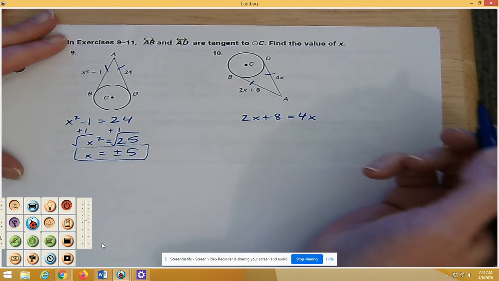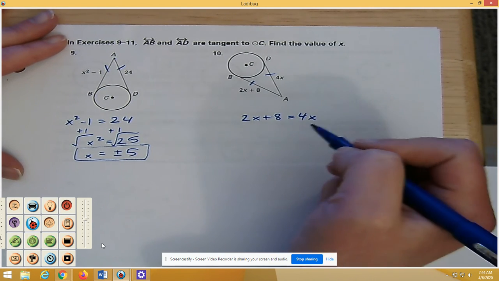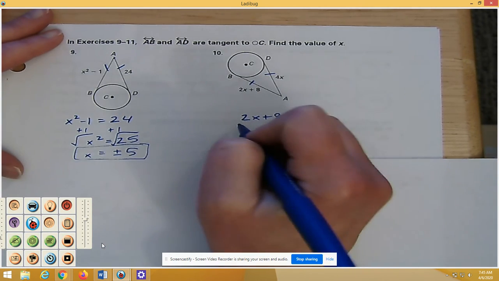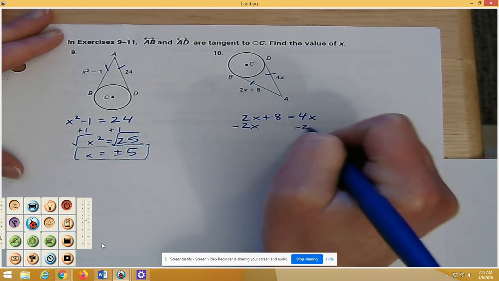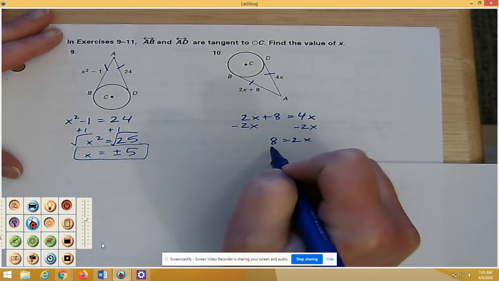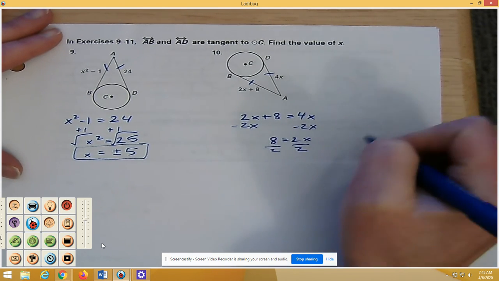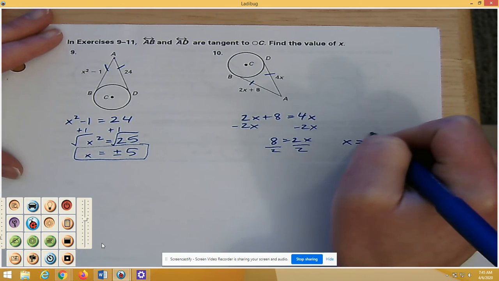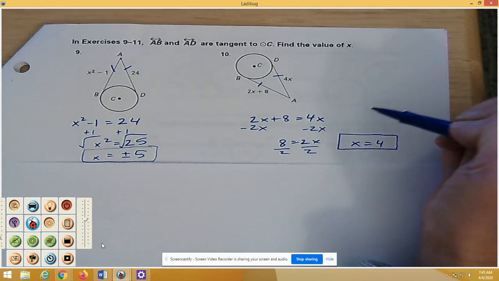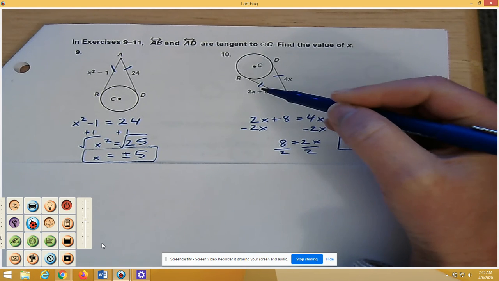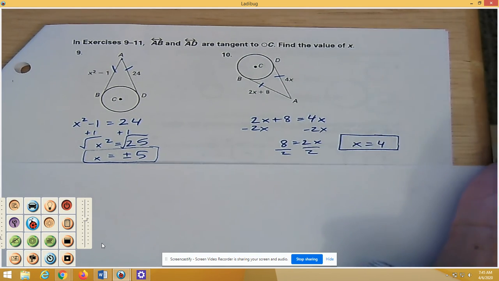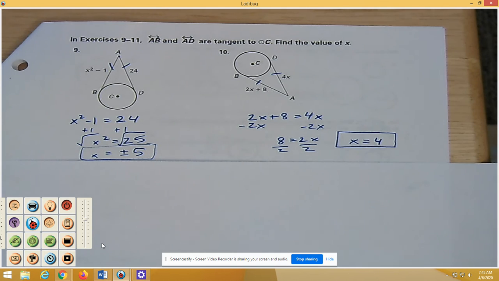In number 10, the variable is on each side. This is linear. In example 9, it was quadratic because you had an x squared. So I'm going to subtract the 2x. We're going to get 8 equals 2x. And then we're going to divide each side by 2. And therefore, x equals 4. And then you could plug it back in for both of them to see if it works. If I plug in 4, I get 16. 2 times 4 is 8 plus 8 is 16, so I get 16 equals 16, so therefore it works.